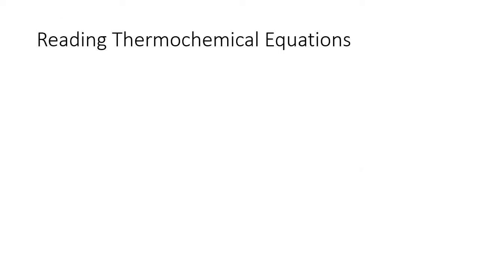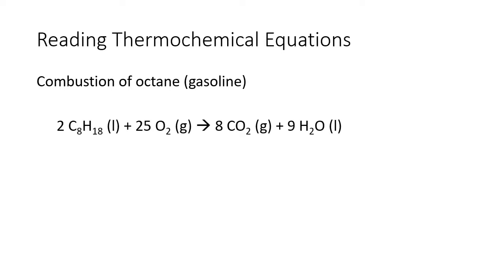Next, we're going to learn about reading thermochemical equations. Imagine we have the combustion of octane, which is the primary component of gasoline, and we are given this balanced equation. Originally, we said that this combustion is exothermic, therefore it releases energy. Some of the energy could be in the form of work, some of the energy could be in the form of heat. We're going to go back to focusing on the heat of the reaction, or in other words, the enthalpy of it.